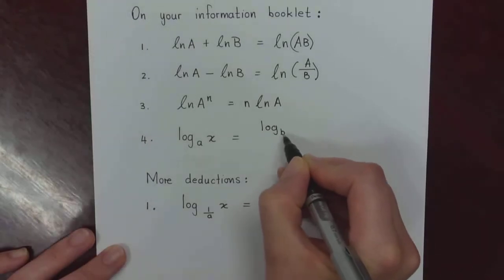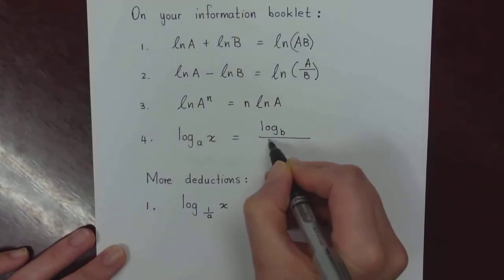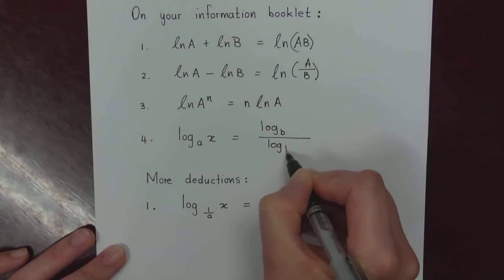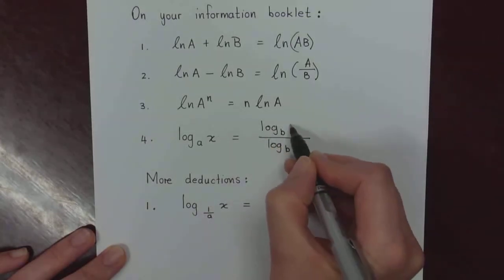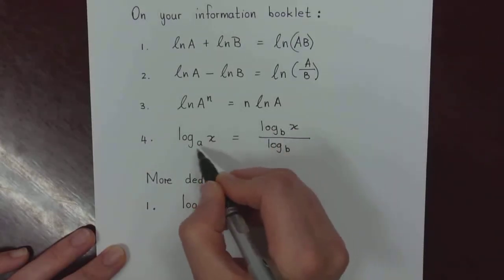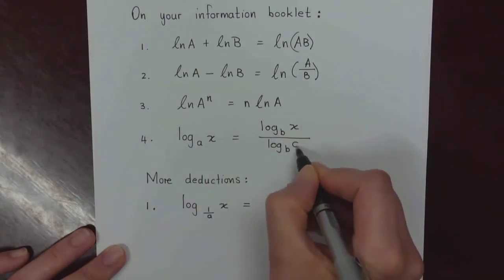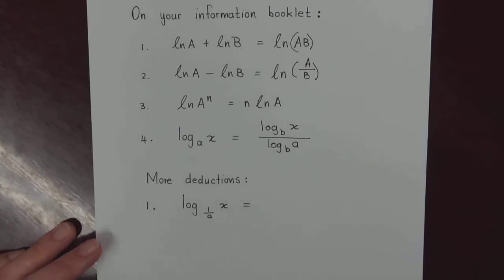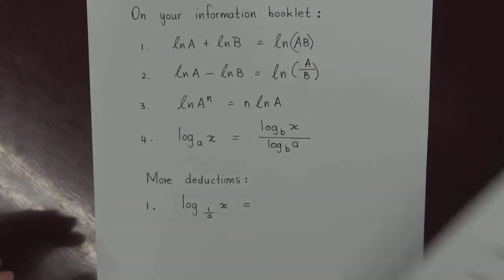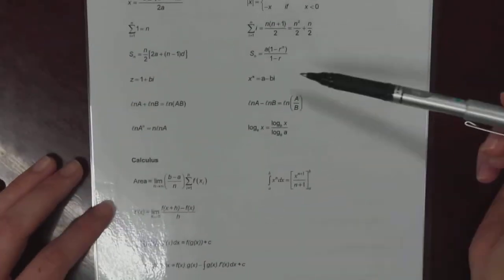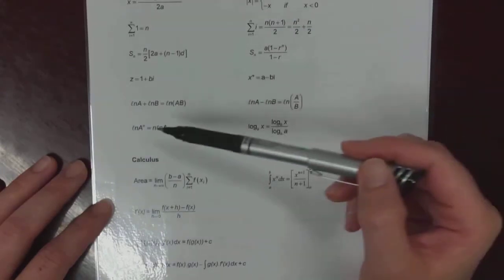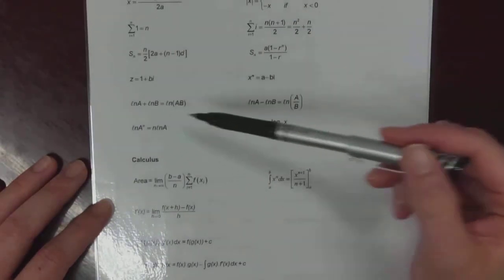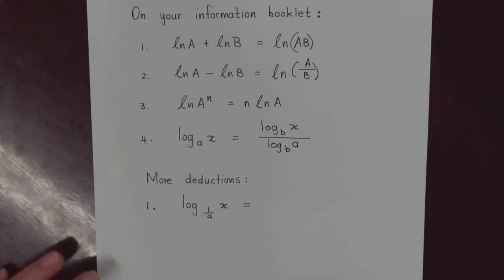So please remember, I can change that base to whatever I want. In this case, I'm going to say the base is b, as long as I divide by another log with that base of b, and then obviously this x will go on top, and the original base of a will go to the bottom. So those are my log laws as given in my information booklet. And just to show it to you, right over there on the information booklet, you've got those 4 log laws, so you have them in order to use them.